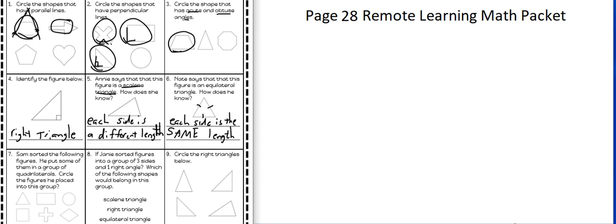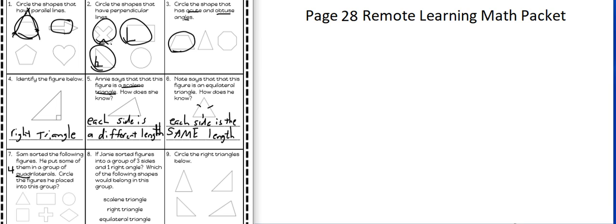All right, number 7. Sam sorted the following figures. He put some of them in a group of quadrilaterals. Circle the figures he placed into this group. So it's really a weird way of saying circle the quadrilaterals. So if we look here at the beginning of that word, it's quad. And the word quad means 4. So a quadrilateral, it's a closed figure with 4 sides.